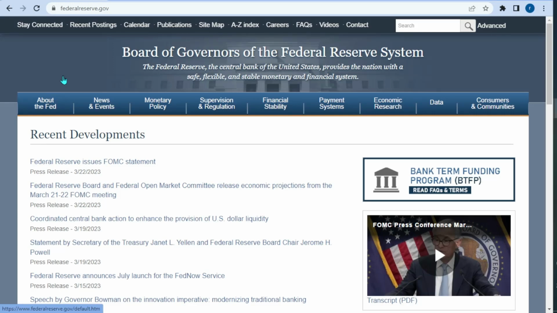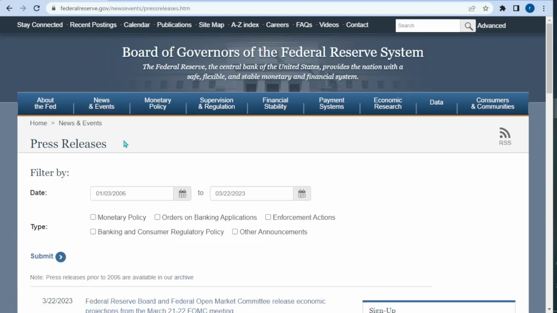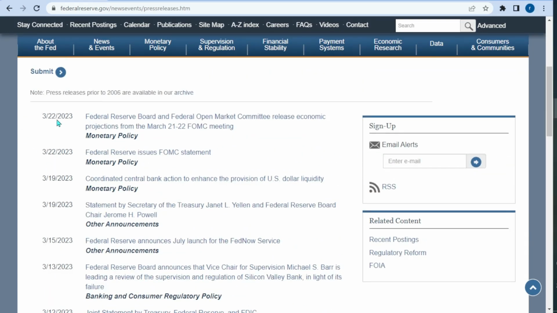It's very simple. You're going to go to federalreserve.gov. Once you're at this website, this is what it's going to look like. You want to hit this tab right here, News and Events. You want to click Press Release. Now you're going to see right here that there are 2 releases for today. This one says Federal Reserve Board and Federal Open Market Committee release economic projections from the March 21st to 22nd FOMC meeting. This is what you want to click.